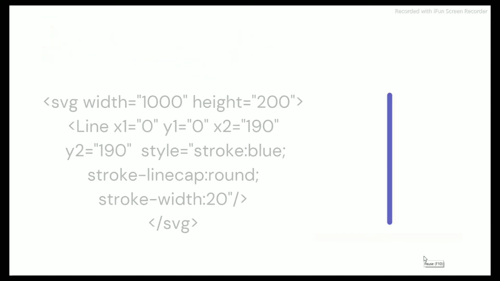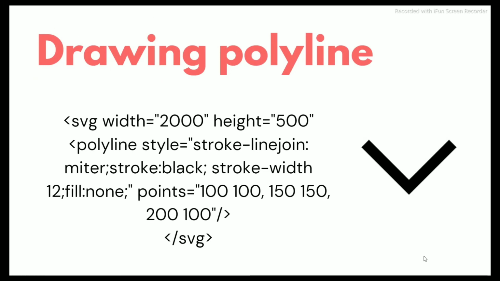Now we will discuss drawing a polyline. For that we have to use SVG as it is, and next we have to use the polyline tag, and we have to specify the style. Style includes stroke-linejoin, where the two lines are joining, because we are drawing the polyline to add many lines together to create a structure. For that we have to specify the stroke-linejoin, whether it is miter or a different one.